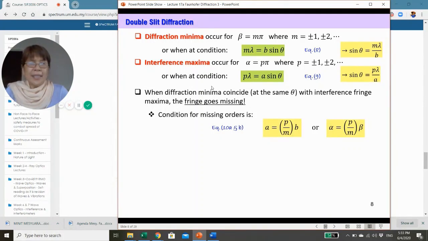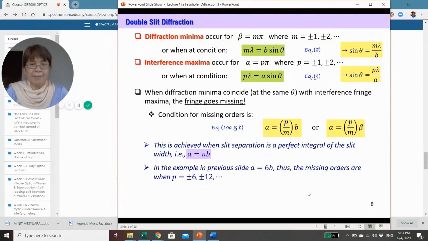So when diffraction minima coincide with interference maxima, as I've shown you just now, the interference fringe will go missing. So what would be the condition when that happens? Rewriting this, a sine theta is equal to m lambda over b, and sine theta is also p lambda over a. So we equate the two because they're supposed to coincide. That will give us the condition for missing order: a equals p over m times b, or alpha equals p over m times beta.